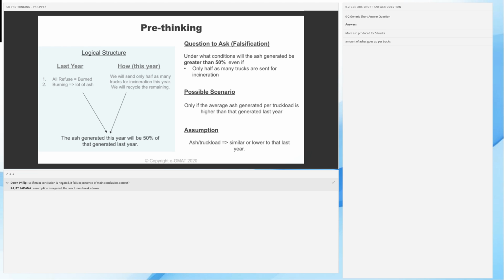If this breaks my conclusion down, my assumption is that the ash per truckload is similar to or lower than what it was last year. Now, given the information in the argument, we don't care about recycling. Why? Because what do we know? We're only going to get half as many truckloads for incineration. We don't care about anything else as long as we don't incinerate it, right? Why? Because incineration or burning something generates ash. Correct?